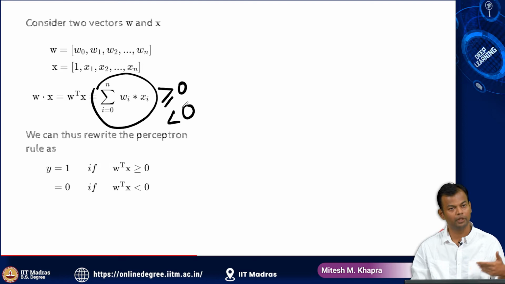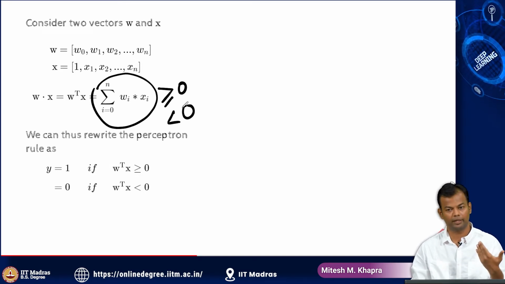y is equal to 1 if the dot product is greater than or equal to 0, and y is equal to 0 if the dot product is less than 0.